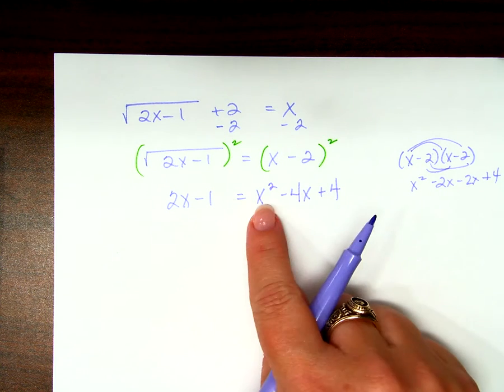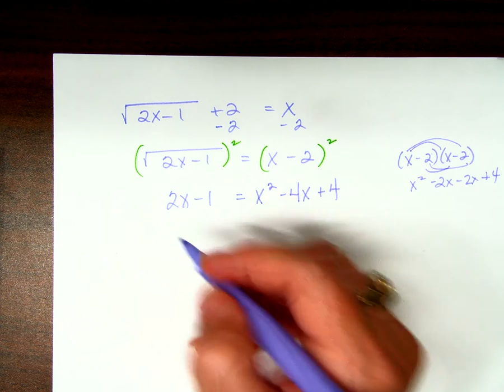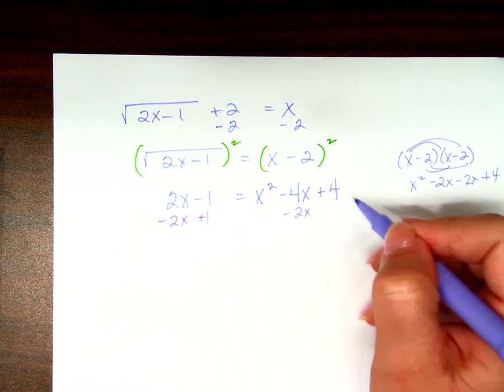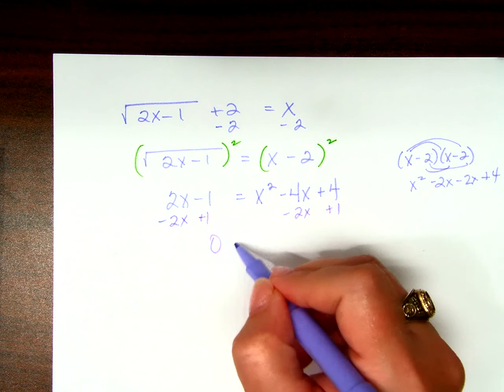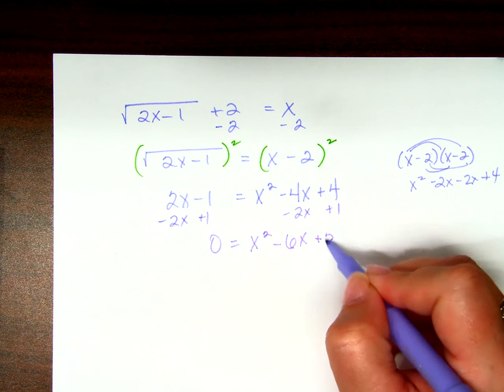Now that I have it in this form, it's like what we talked about last week. It's a quadratic, so I want to get it equal to 0. Subtract 2x from both sides. Add 1 to both sides. 0 equals x squared minus 6x plus 5.